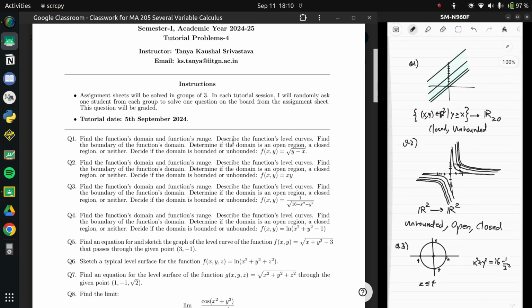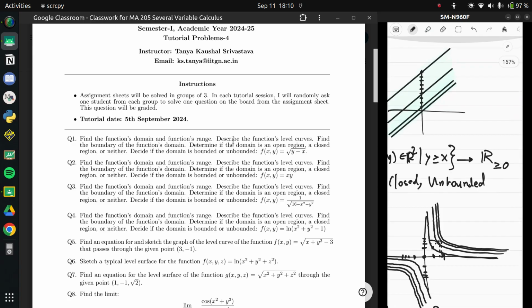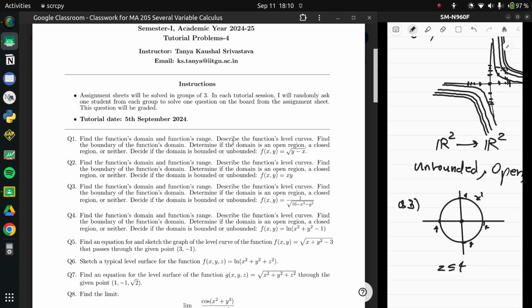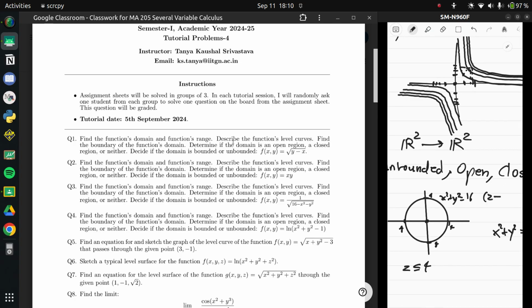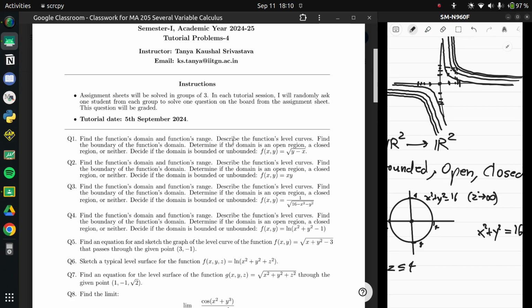Cool. And then we also have to see the domain, so we don't have to do anything for the domain. Also, you have to find the boundary of the function's domain. Now that's not a big deal. It's an easy thing to do. So here the boundary would just be y equal to x. Over here the boundary would just be x square plus y square equal to 16, like when z equal to infinity. Yeah, that kind of makes sense.